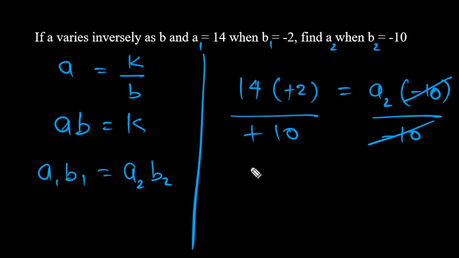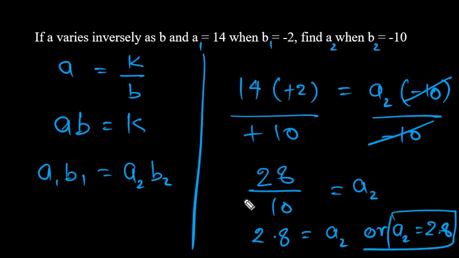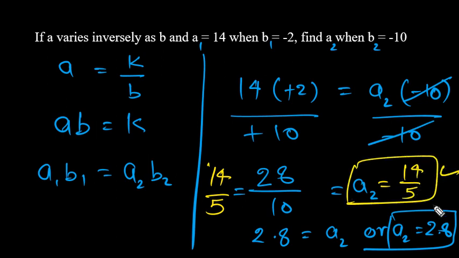Now 14 multiplied 2 will give you 28. Divided by 10 is equal A2. That will be 2.8, or you can write A2 is equal 2.8, or you can write in the simplified form if you want to. So the common factor is 2 here, so 28 divided 2 definitely 14, and 10 divided 2 will give you 5. So you can write in this way also, A2 is equal 14 divided by 5. If you write this or this, both are right depending on the options which are given in the questions.